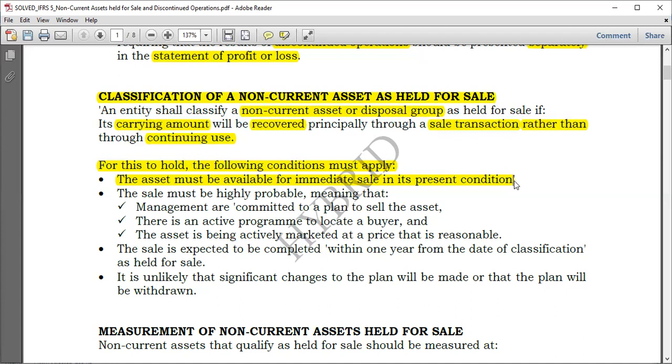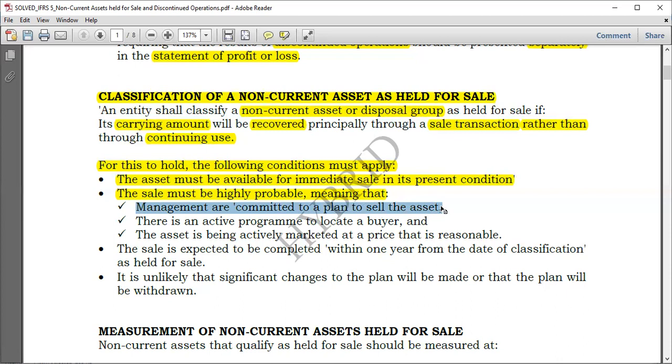The asset itself is ready. And another point here, we say that the sale must be highly probable. By the sale being highly probable, that means that there is a high chance that you can sell that. How now? First of all, management are committed to a plan to sell the asset.